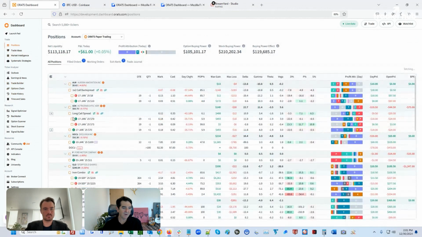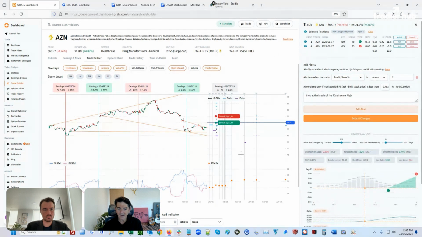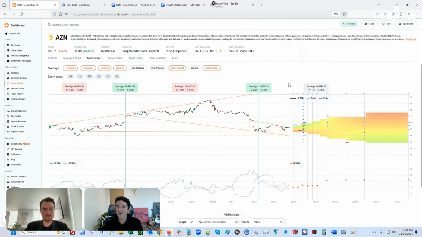I should show, here's the long call spread in the trade builder. It kind of shows where the break even is up here, around a little over 70. So not too far to go. What are we talking about, Tyler?